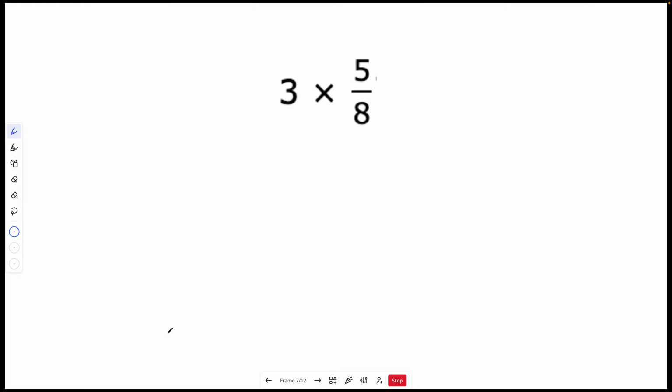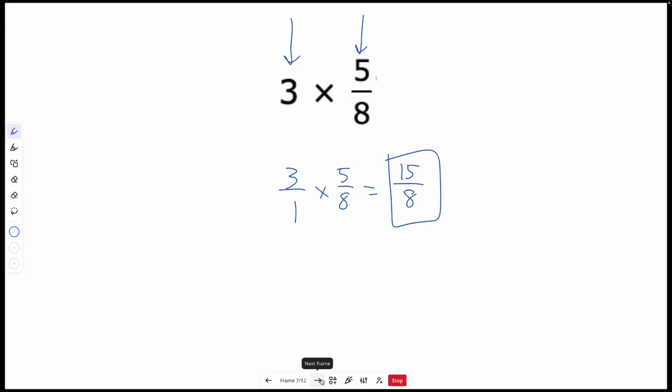All right, for this problem, you'll notice something has changed, right? Here I have a fraction, and then I have a regular number, a whole number. So the good news is, all you have to do is think of, okay, every whole number can be written over 1. So instead of writing 3, I'm going to write 3/1, keep everything else the same, and now we just do that process that we learned. Top to top, 3 times 5 is 15. On the bottom, 1 times 8 is 8, and this is our final answer. Okay, so if you see a whole number, just write it over 1 as a fraction.